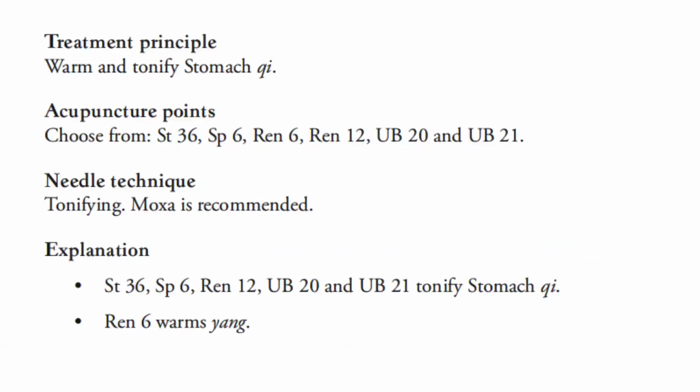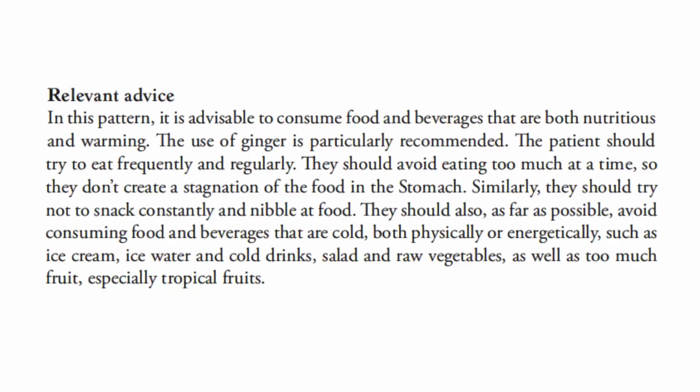For the treatment principle, we warm and tonify stomach qi. For the acupuncture points, we can choose from stomach 36, spleen 6, ren 6, ren 12, UB20, and UB21. Use the tonify needle technique, and moxa is also recommended. To further explain the choice of points, stomach 36, spleen 6, ren 12, UB20 and UB21 tonify stomach qi, and ren 6 warms the yang.